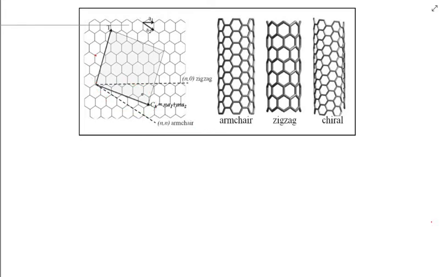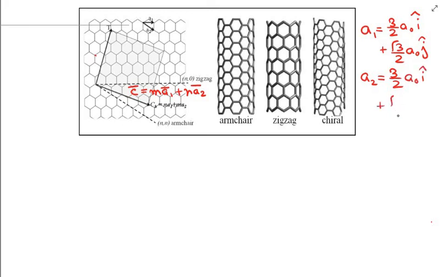And let us say that I define this vector c to be m a1 plus n a2, where a1 and a2 are the lattice translation vectors of graphene. If you don't remember, a1 is equal to 3 by 2 a0 i plus root 3 by 2 a0 j, where i and j are the unit vectors along the x and y direction, and a2 is equal to 3 by 2 a0 i minus root 3 by 2 a0 j.